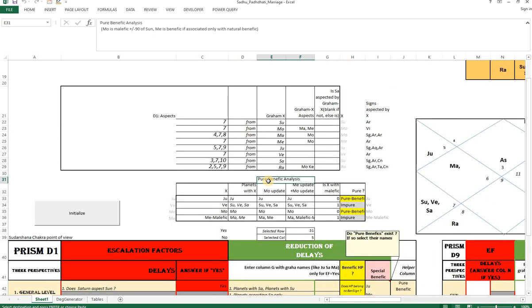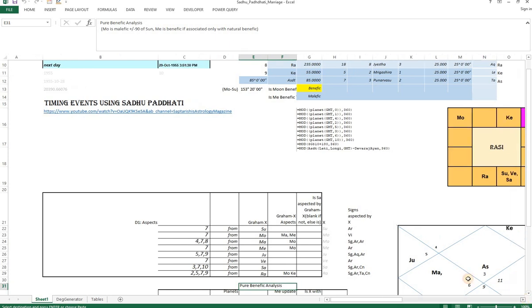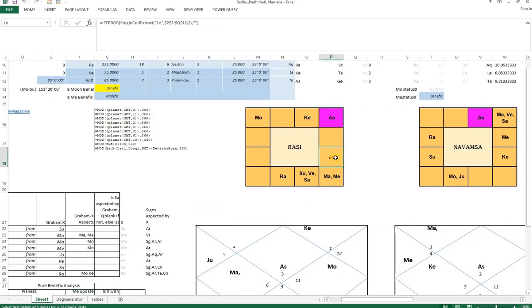And also there is a definition called pure benefics. Pure benefics are natural benefics that are unassociated, uncorrupted by any other planet. So in this case, Jupiter is a natural benefic, it is unassociated, uncorrupted by any other malefic. So Jupiter can be considered as a pure benefic. And Moon is a pure benefic. Mercury anyway is not a benefic at all. And Venus is also corrupted by Sun and Saturn, so Venus is not a pure benefic in this chart.